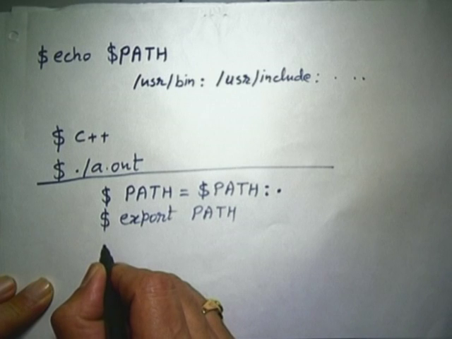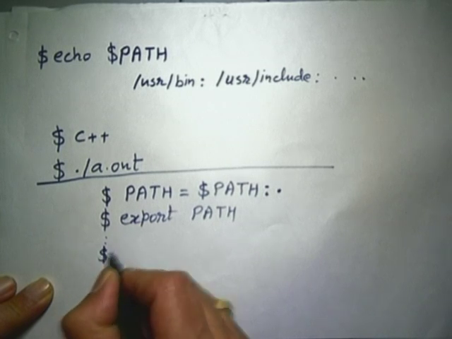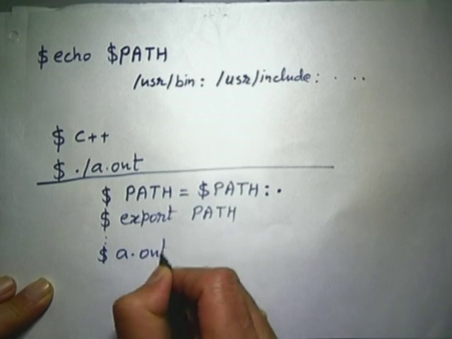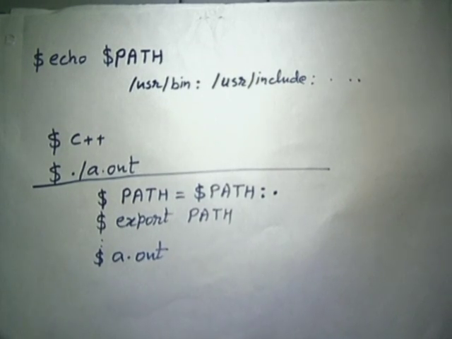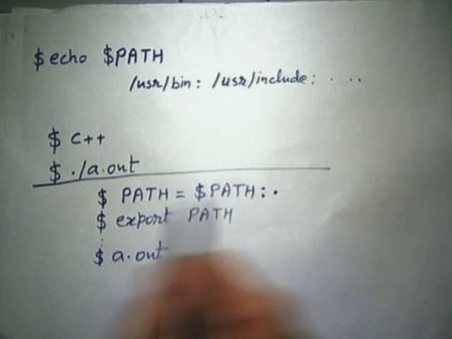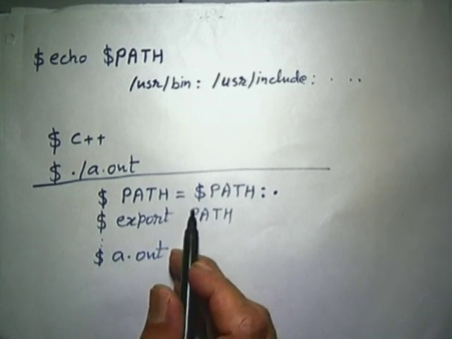After you do that, you can simply give the command A.out. You don't have to say ./A.out. I hope you have figured out why. Because that dot is now explicitly included in the path. If you wish, you can put these commands by editing the .bashrc file, which is the file which is executed automatically when you log in. And it creates all these path and other environment variables. So that is one possibility.